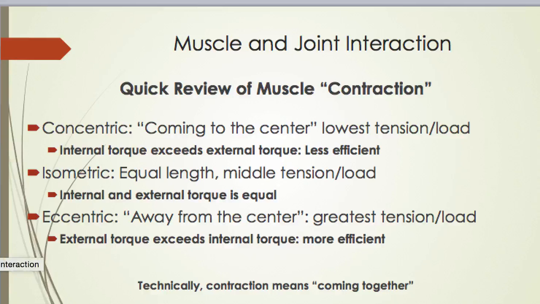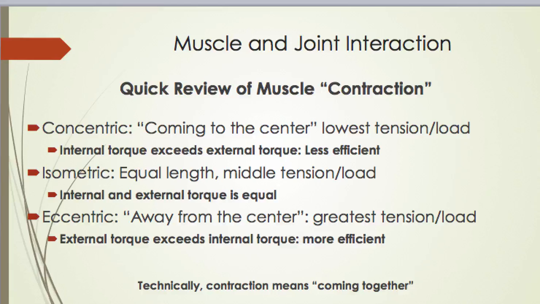So, a quick review of muscular contraction. Concentric means coming to the center. So that, as we know, creates the lowest tension and load on the muscle and the musculotendinous unit. The internal torque here exceeds the external torque, right? Internal is within the muscle, external is gravity or some sort of load. This type of muscle contraction, if you recall, is less efficient than eccentrics, okay? And isometric is equal length. So we have a middle tension and load compared to concentric and eccentric. And we have a situation where the internal and external torques are exactly equal.